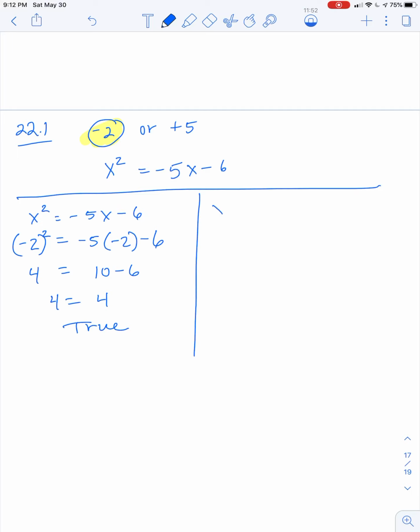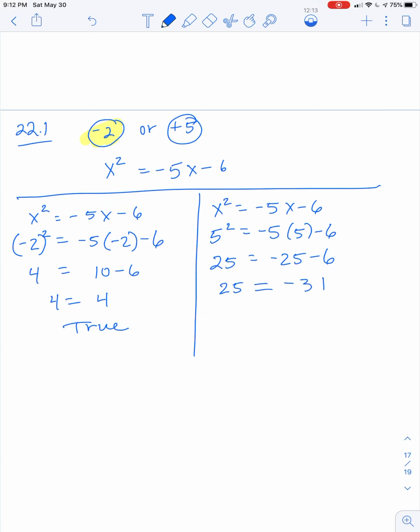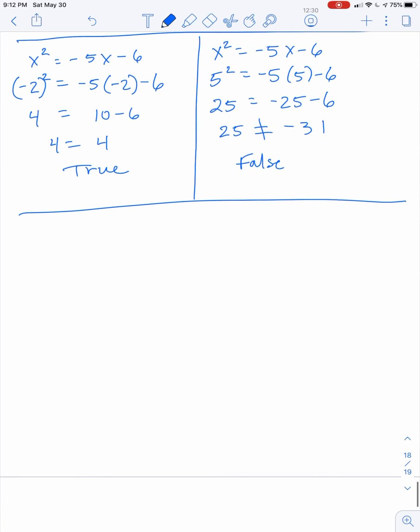It satisfies the equation. Now let's try the other value we are to plug in for x, which is a positive 5. So we put 5 squared equals negative 5 times 5 minus 6. 25 equals negative 25 minus 6. And we end up with, what is this over here, negative 31? 25 equals negative 31? Nope, don't think so. That is a false equation. So positive 5 is not a solution or a root to this problem. Only negative 2 is.